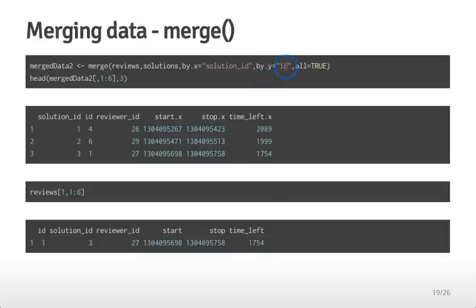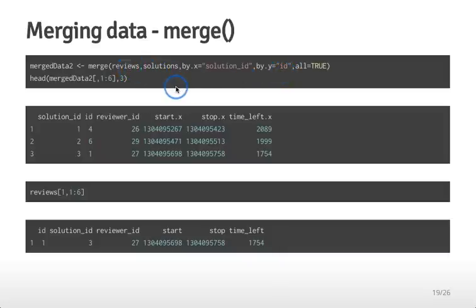So basically what it's going to do is say, okay, I'm going to look for every time I see a particular solution ID in the reviews data set and see if I can find that same value of ID in the solutions data set, and then merge those two values together. Again, I'm going to do all equals true, so if it can't find, say, a particular value of solution ID in the ID variable, it will just create a new row with NAs for the data set where it can't find those values.